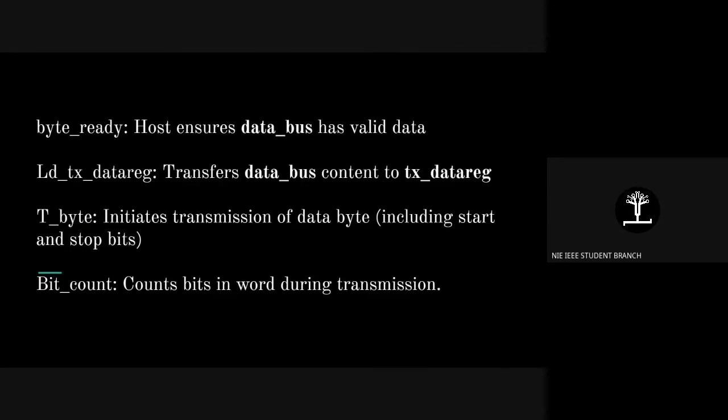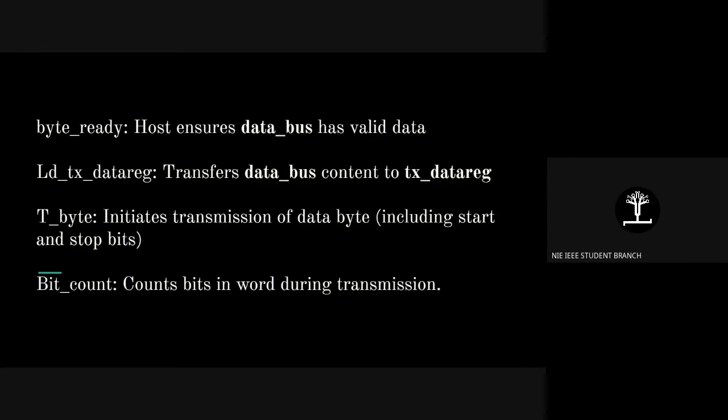Firstly, we have a signal called byte ready. What does it do? It ensures that the bus has valid data. That is, the byte is ready to be sent. All the bits of the byte, the data, the packet, basically the data frame, is correct and available for sending. If you assert byte ready, that's what it means.